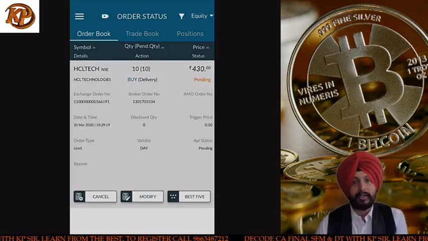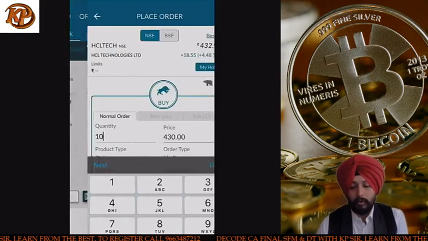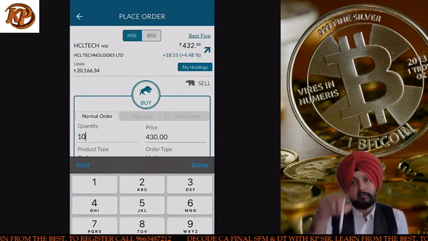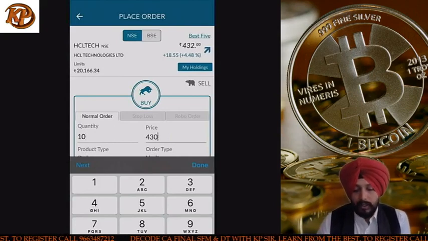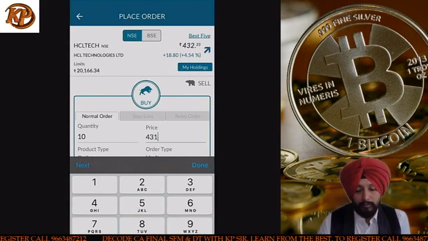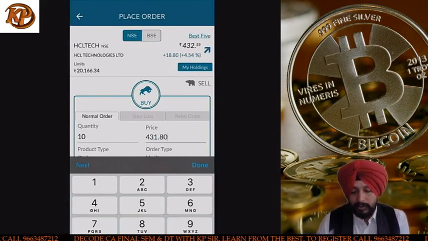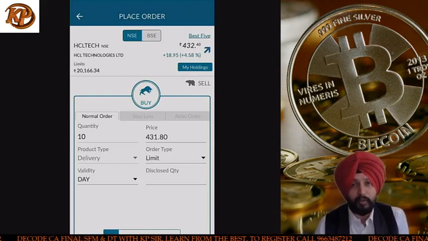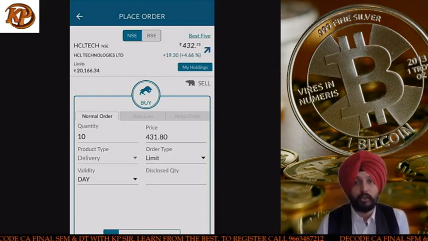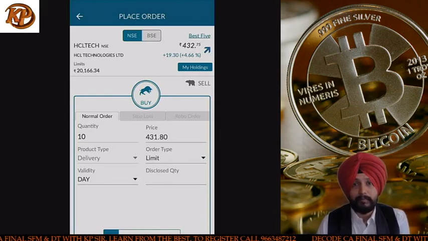What I can do is click on this and modify my order. Right now the price has, if you see the top again, become 432. So I'm changing the price now to 431.80. Let's just play around with this. 431. Oh, it has become 432.40 now. You see that? 432.75. You see that?